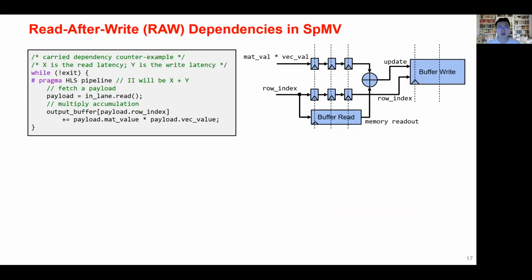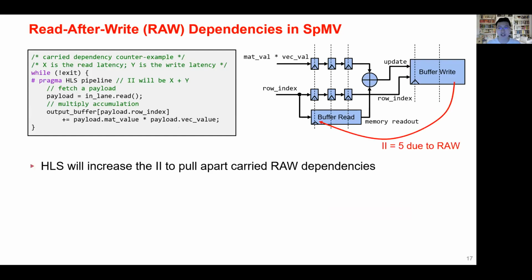We also need to tackle the carried dependency problem, remember? Here is another example of how to write the processing engine in HLS. When this design is pushed through the HLS flow, the HLS tool will increase the pipeline II to pull apart the carried dependencies.